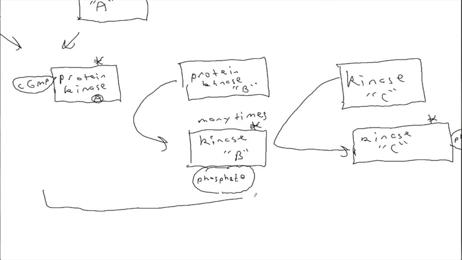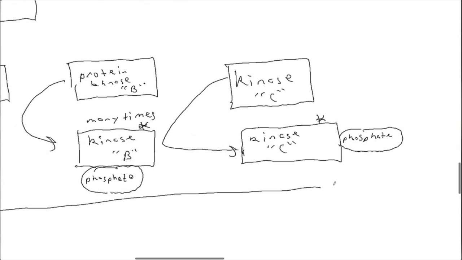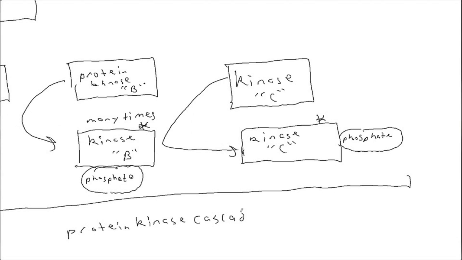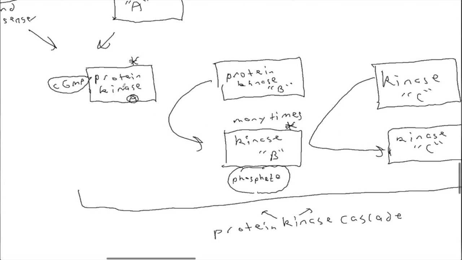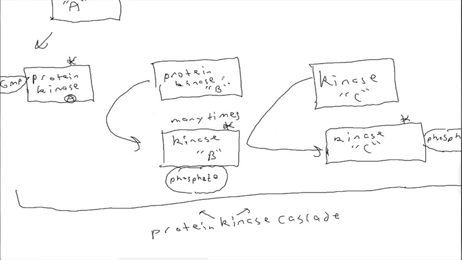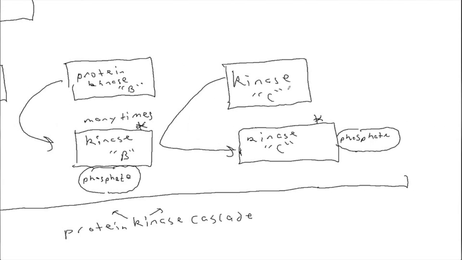This part of the process is called the protein kinase cascade. You see how that's a logical name because it's a cascade of effects. A could phosphorylate 1,000 Bs, and then each B could phosphorylate 1,000 Cs, and then each C could phosphorylate 1,000 Ds, so we're amplifying the signal at this point. The signal is getting more and more amplified.